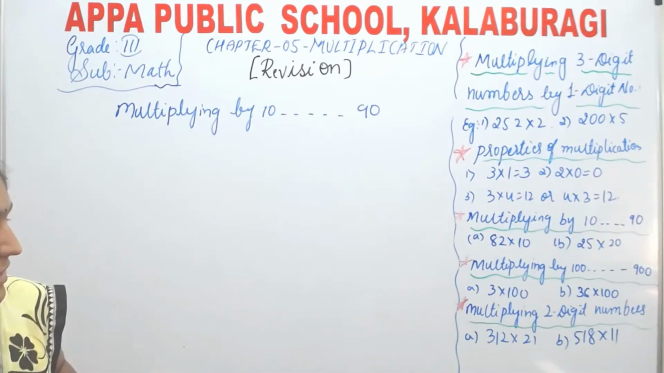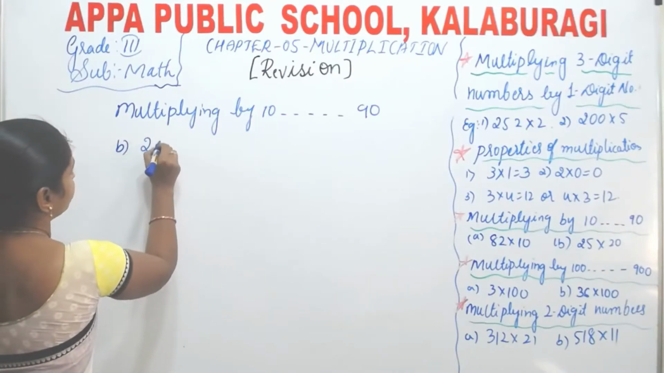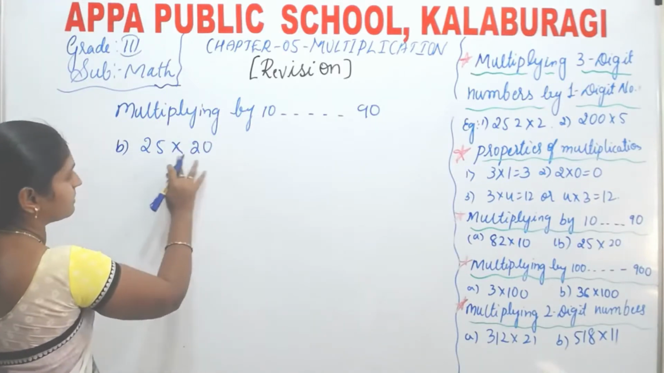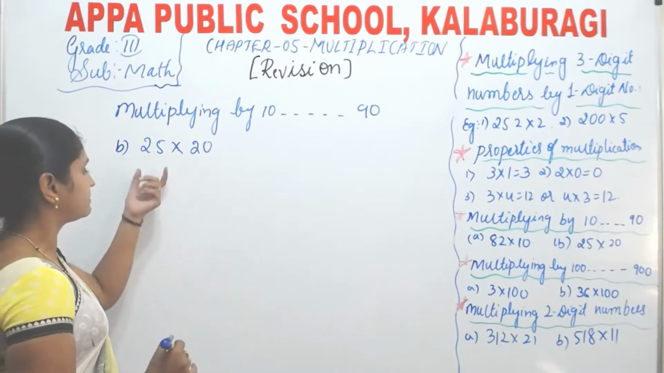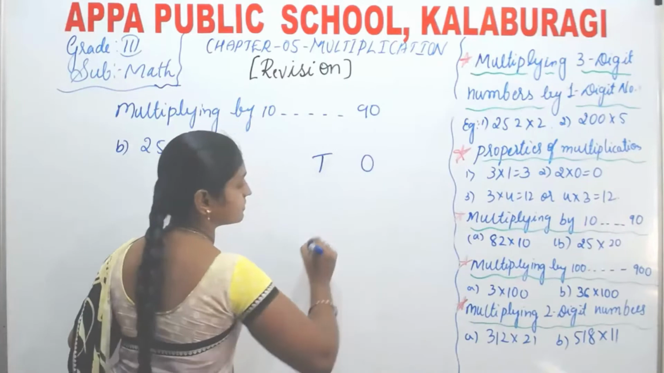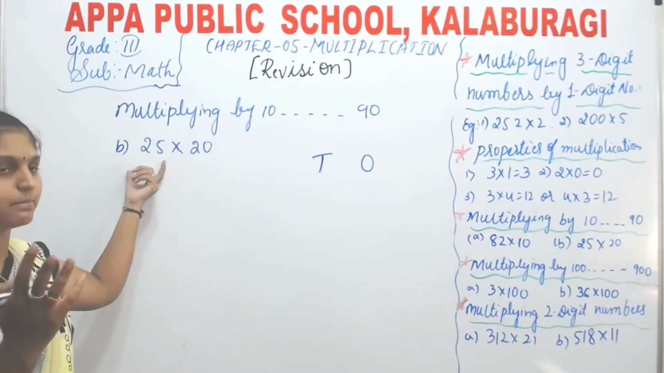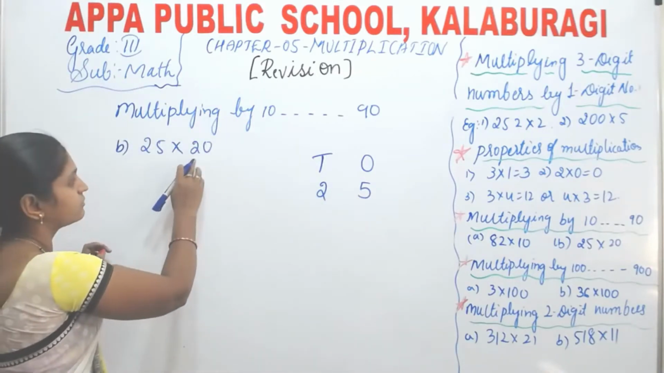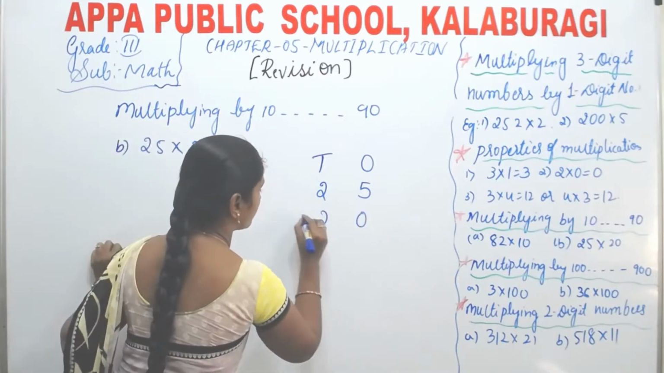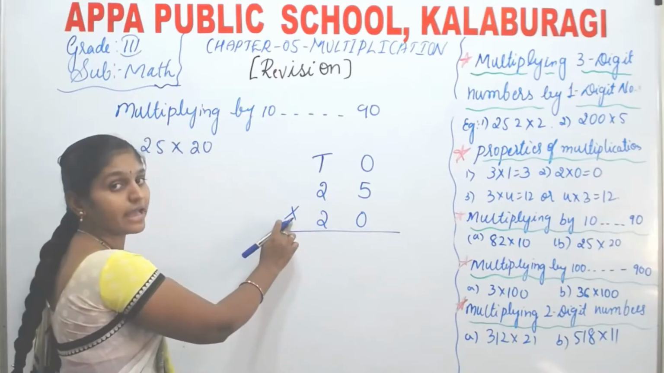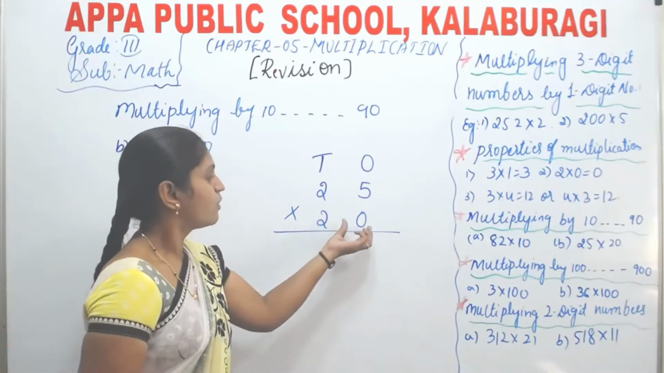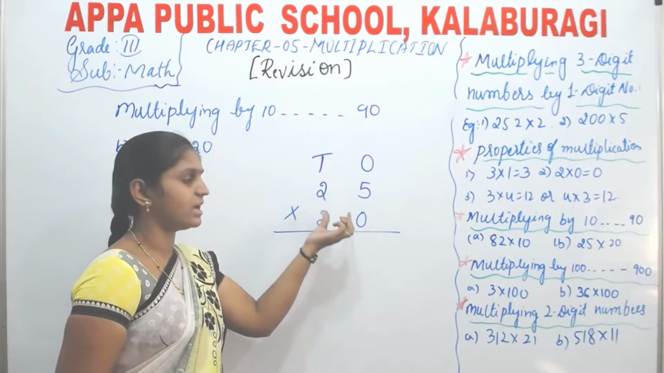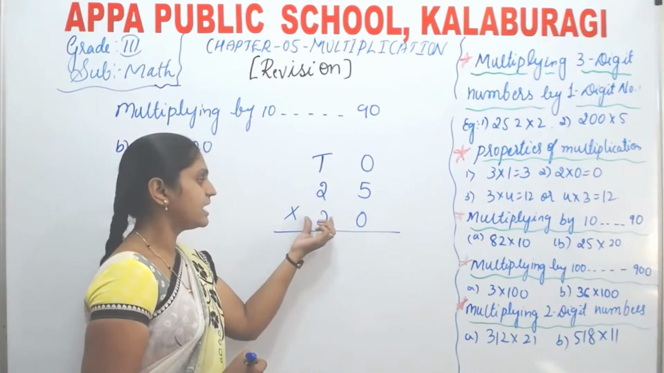One more example. 25 into 20. Again, we are multiplying a 2-digit number by a 2-digit number. Write the place value: tens, ones, because it has only two digits. Copy the numbers in place: 2, 5. Next 20: 2, 0. Put the multiplication symbol. First you have to multiply with the ones place, then with the tens place.